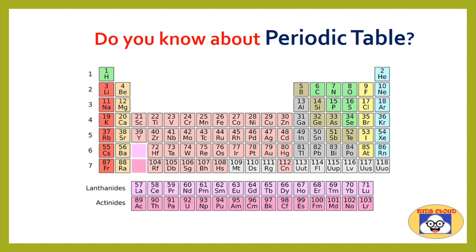So kids, here is a task for you. You can select any 5 objects around you. Find out from which atoms they are made of. You can check the atoms and their position in this periodic table.